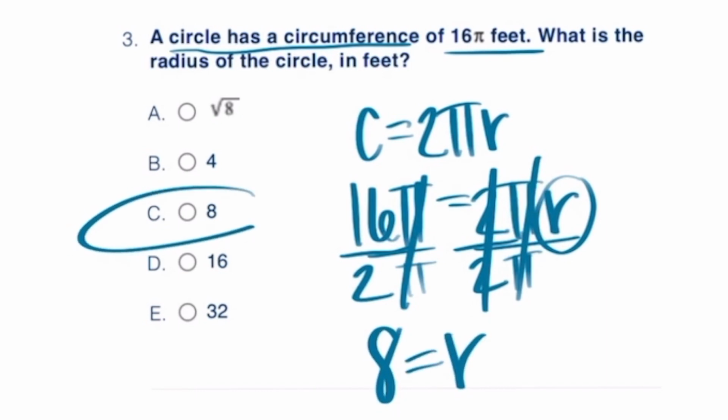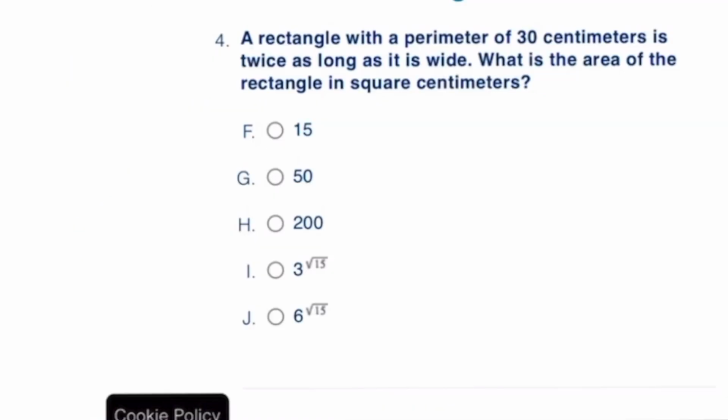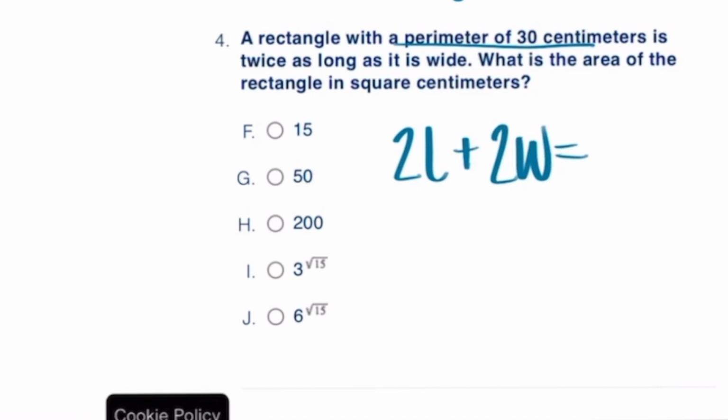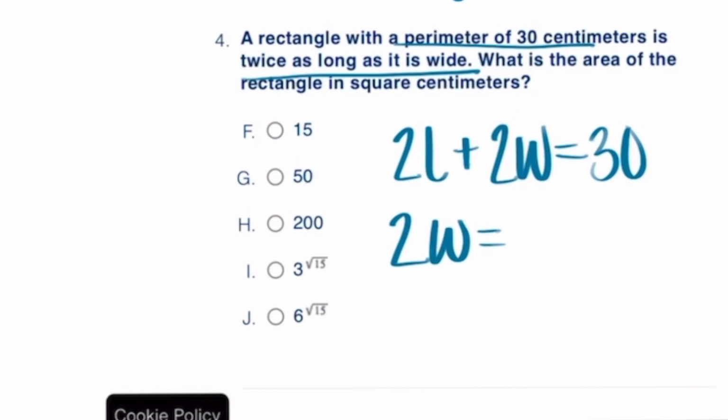And moving on from circles to rectangles, number 4, they tell us the perimeter is 30 centimeters. So we know if we add up all the sides, those 2 lengths added up with the 2 widths is going to equal 30. Now we also know it's twice as long as it is wide. So if we take our width times 2, that should equal our length. Now I know my length is 2w, so I can replace my length with 2w in that original equation because we know it means the same thing.